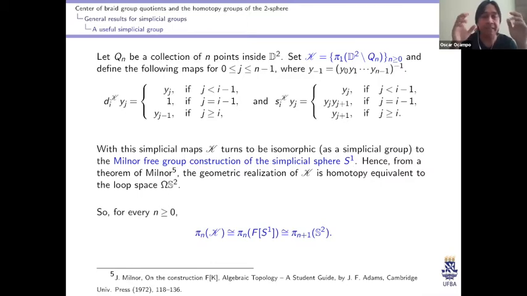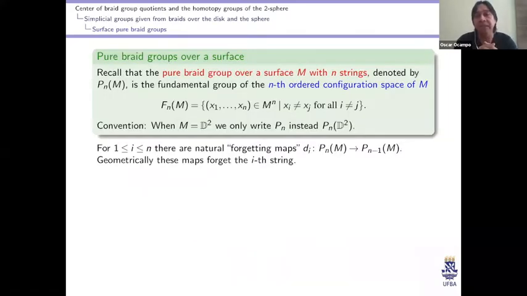This K is a simplicial group, very important for the development here in order to give the connection with pure braids over surfaces. So now we recall some information about the pure braid groups over a surface. The pure braid group over a surface M with n strings is defined as the fundamental group of the ordered configuration space.